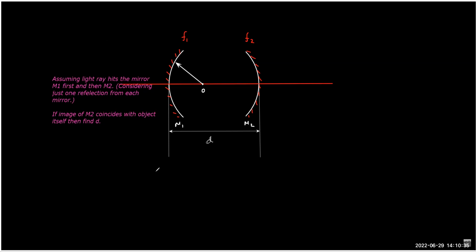So I hope the question is clear. The light ray hits the mirror M1 first, then M2, considering just one reflection from each mirror. If the image of M2 coincides with the object itself, then find d. So when is it possible that the image will be O only? The image of M2 will be O only. So you have to think about it. It's something which you can solve easily.